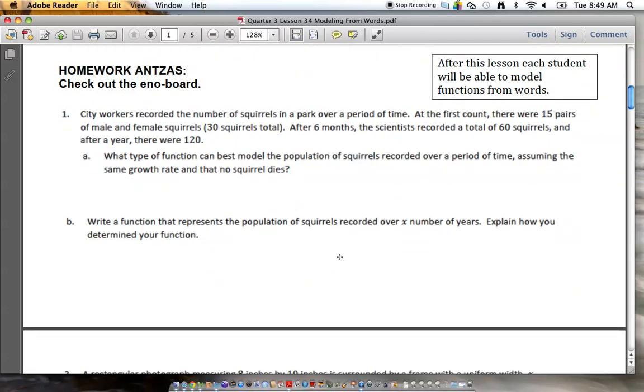City workers recorded the number of squirrels in a park over time. At first count, there were 15 pairs of male and female squirrels, 30 total. After 6 months, they recorded a total of 60 squirrels. After a year, there were 120. What type of function of squirrels recorded over time are we dealing with here? What do we got? Who said exponential? Exponential is correct.